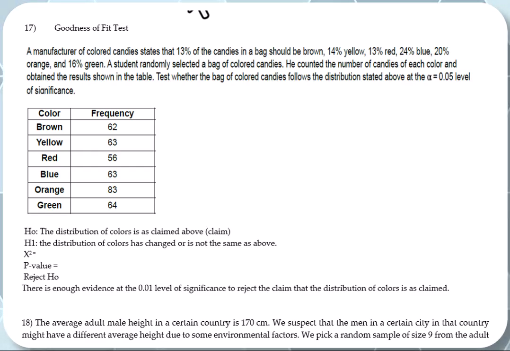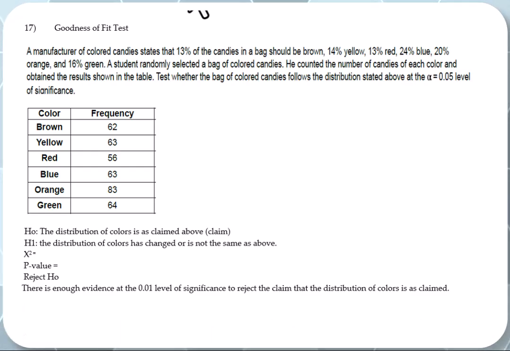And let me show you how this one works. A manufacturer of colored candy states that 13% of the candies in the bag should be brown, 14% yellow, 13% red, 24% blue, 20% orange, and 16% green. A student randomly selected a bag of colored candies. He counted the number of candies of each color and obtained the results shown in the table. Test whether the bag of colored candies follows the distribution stated above.